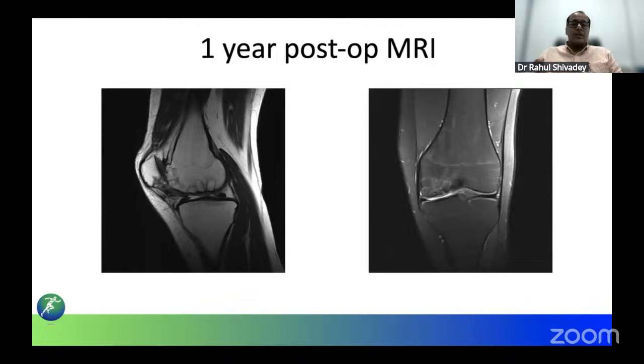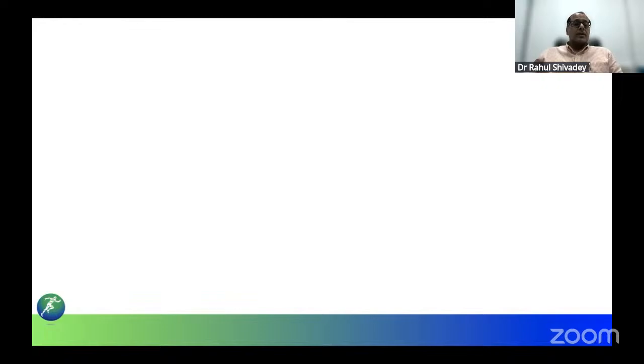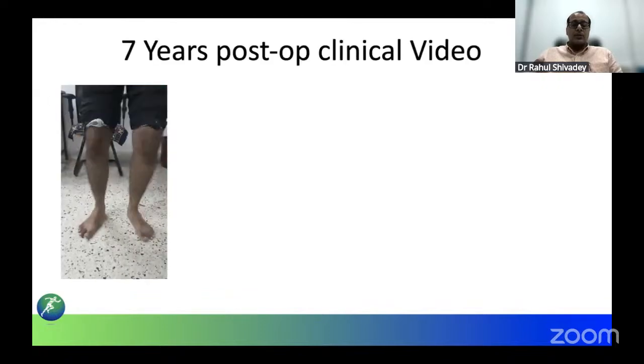The chondral surface was very well maintained, because especially if you're doing it for femoral condyles and you're taking from the trochlea or from the medial or the lateral part of the femoral condyle, the subchondral plate bone matching is very easy, which is not so easy in the patella. That's why treating patellar osteochondral defects with OATS is not so easy. So then, as you can see, these are the post-op clinical videos of the patient.